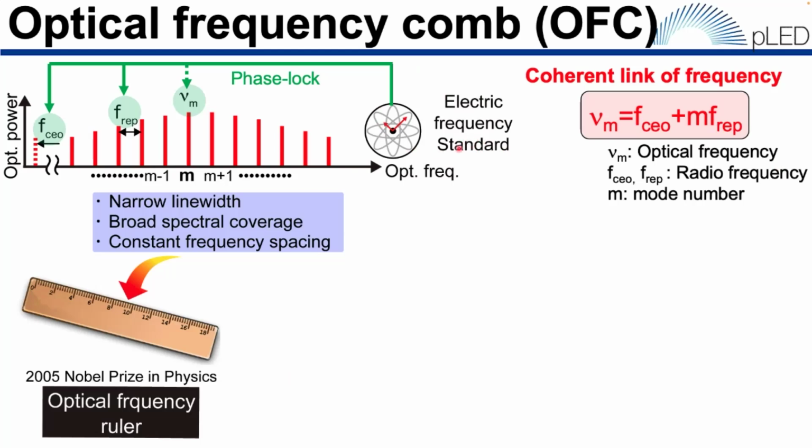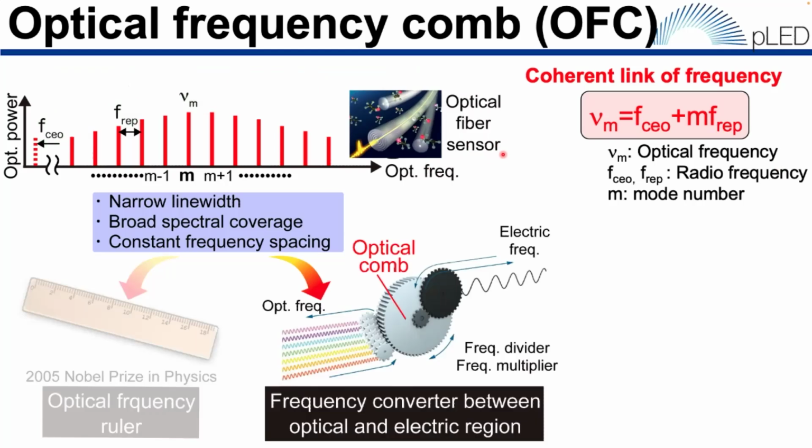But in this presentation, we replace this electric frequency standard with the optical fiber sensor, like here. In this case, an optical spectral shift of nu_m caused by the fiber sensor can be transformed into the electric signal of f_rep, based on this equation. This is the opposite direction to the optical frequency ruler, namely from optical frequency to electric frequency. In this case, the OFC can work as a frequency converter or frequency gear from optical frequency to electric frequency.